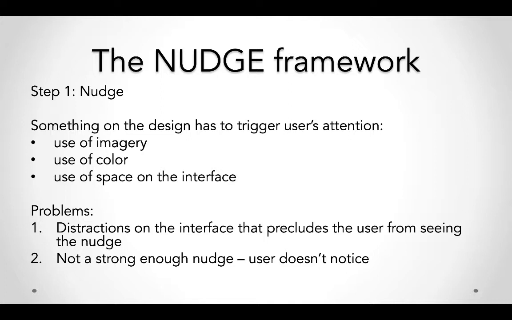So what problems do we encounter when we are trying to build something like this? Distractions. If the interface of the product is noisy, complex, then it also adds a lot of distraction, which will stop me from seeing the nudge. Or sometimes we have a not strong enough nudge and the user doesn't notice. So we would need a nudge, but these are the 2, if you want, inhibiting pressures on the nudge, which is distraction and not a strong enough nudge.